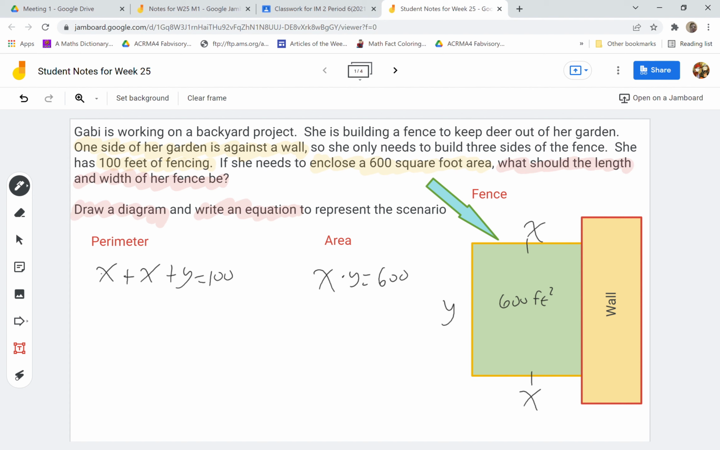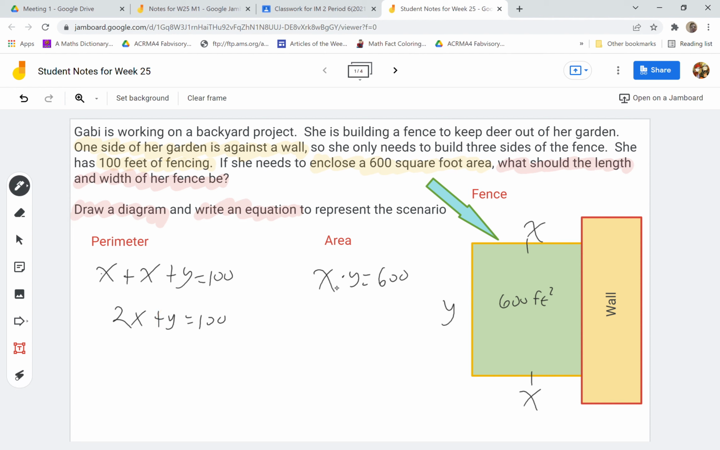So now what we have to do to create this equation, we need to combine these. In IM1, you learned about the substitution method. So we're going to use the substitution method, but you're probably thinking, well, how do we do that? Well, what we want to do is combine like terms here. That'll give you 2x plus y equals 100. And then what I want to do is solve for y. That way I could substitute it over here.